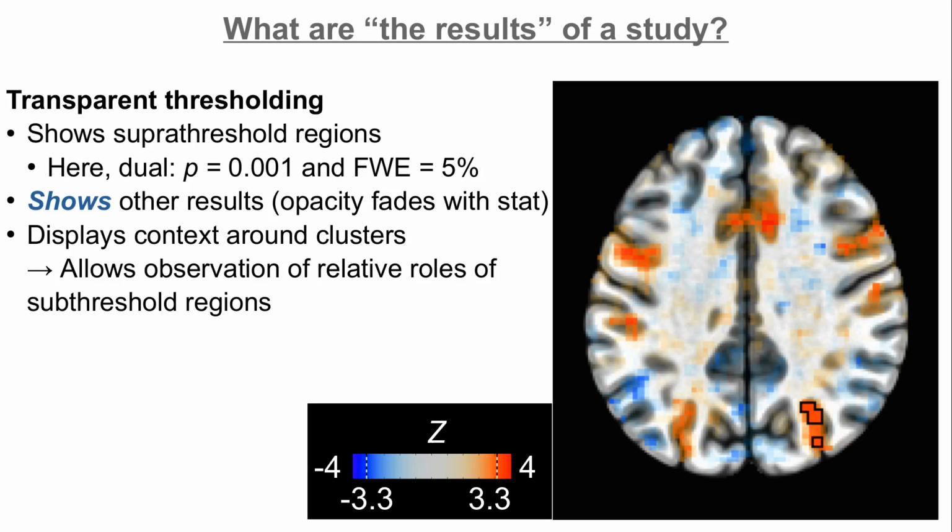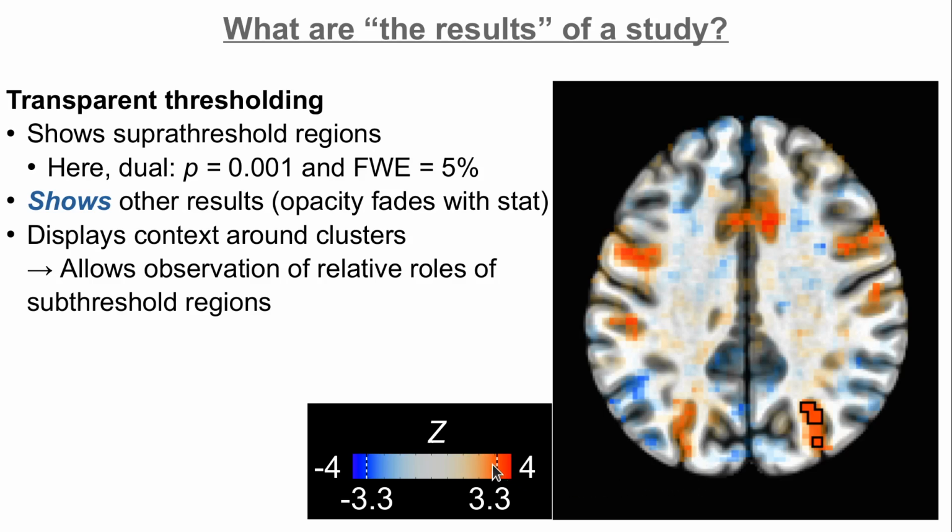So this goes back to a study by Allen et al. in 2012, and here we show results everywhere. The suprathreshold ones are outlined and highlighted, and they're opaque, and results that are below the threshold actually are also shown with coloration. It's just that they fade as the statistics value falls lower and lower below the threshold.